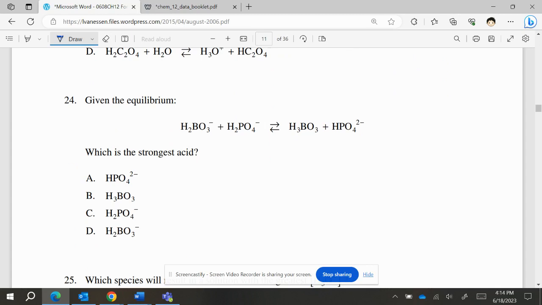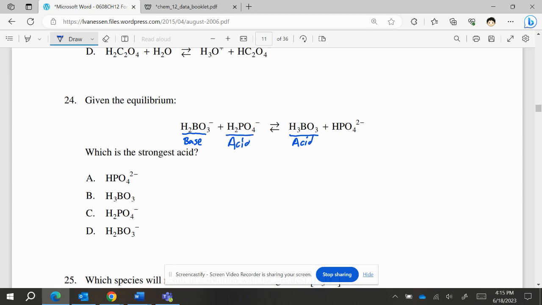Which is the strongest acid? Okay, first we should probably identify the two acids right here, looking for something that is losing a hydrogen. So H2BO3 turning into H3BO4. Nope, this one's going to be a base, as it turns into this one right here, it's going to be accepting one. But in the reverse direction, H3BO3 is going to be losing one, so that makes this one an acid. And by default, that makes this one an acid as well.